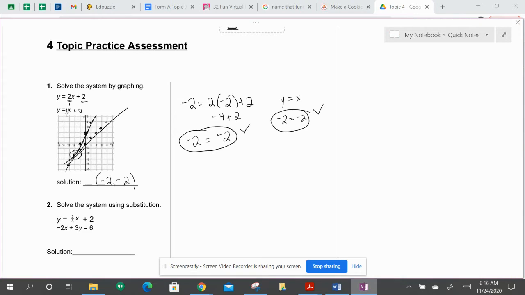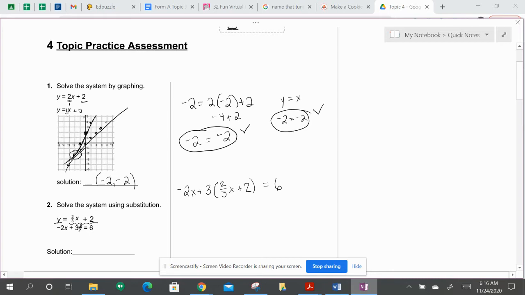Question 2 says solve the system using substitution. Substitution is our second method that we learned, and substitution works when we have one variable by itself. So when I look at this equation, I see the y is by itself. So I'm going to take this stuff and replace the y in the second equation. So I'm going to have -2x plus 3, and then instead of the y, I'm going to replace it with 2/3 x plus 2 is equal to 6.